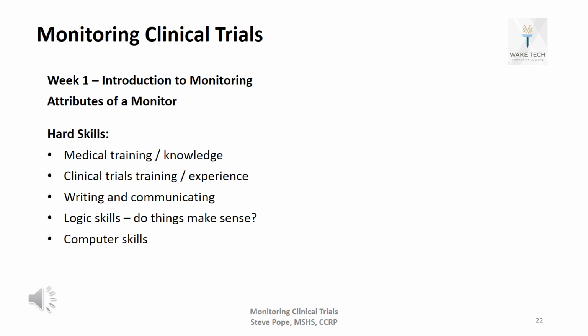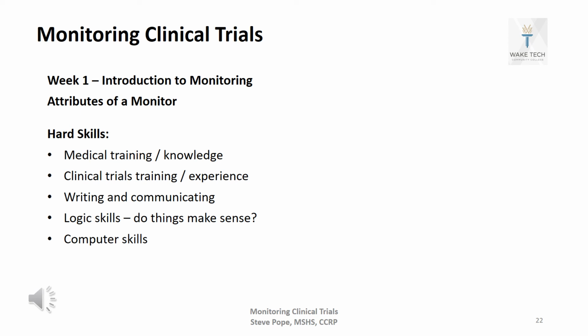So now let's talk about the attributes of a monitor. Let's start by taking a look at some of the hard skills that you need to have in order to be an effective monitor. First of all, you've got to have medical training and knowledge. You need to be able to understand medical records, medical terminology, read lab reports, read other types of medical data, and have some experience in that. It doesn't necessarily mean that you have to be an RN or a physician's assistant or anything like that, but you at least need to have some basic knowledge of the medical sciences in order to truly be effective.